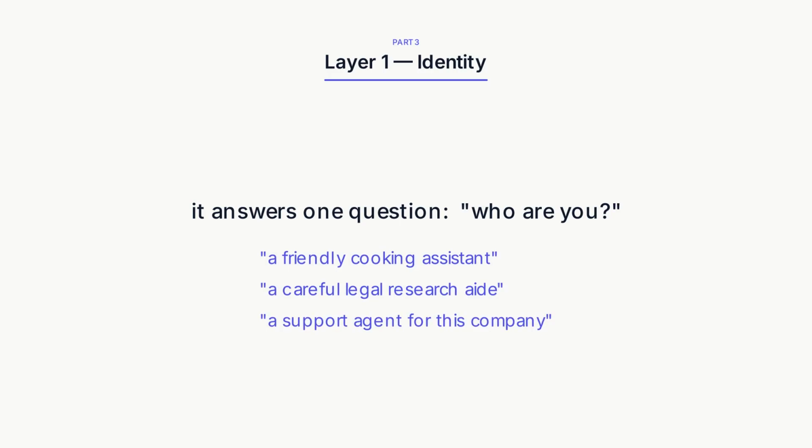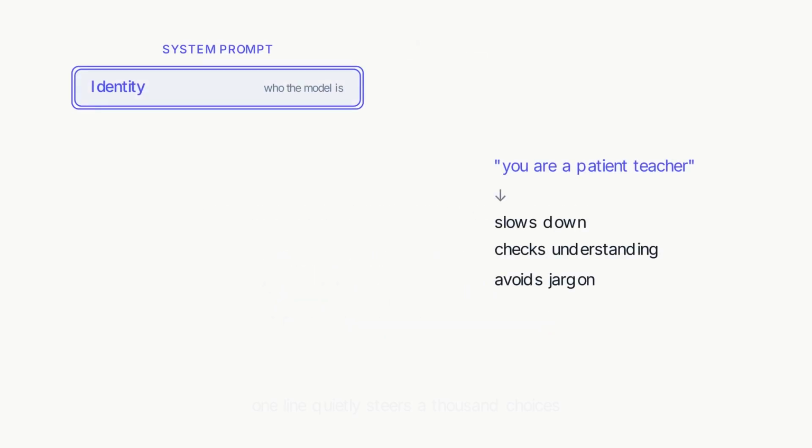You are a friendly cooking assistant. You are a careful legal research aide. You are a support agent for this specific company. This isn't decoration. Naming the role pulls the model toward a whole body of behavior. Tell it it's a patient teacher, and it naturally slows down, checks for understanding, avoids jargon. The identity is a single line that quietly steers 1,000 later choices.